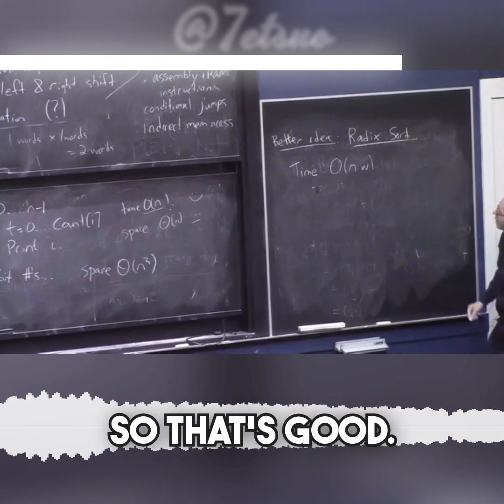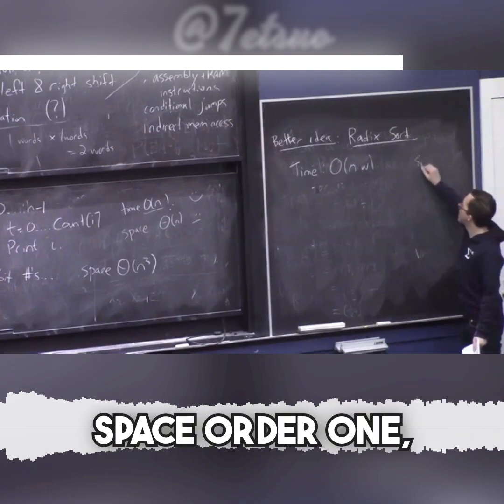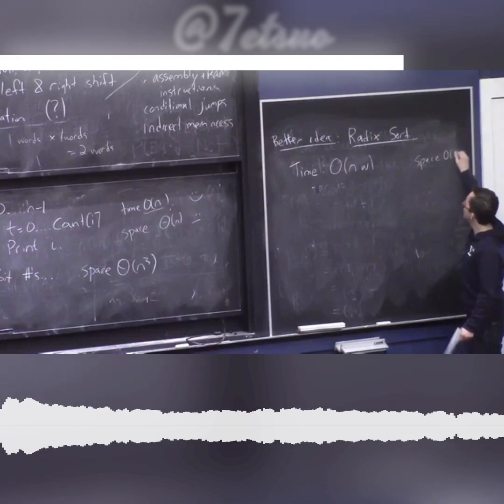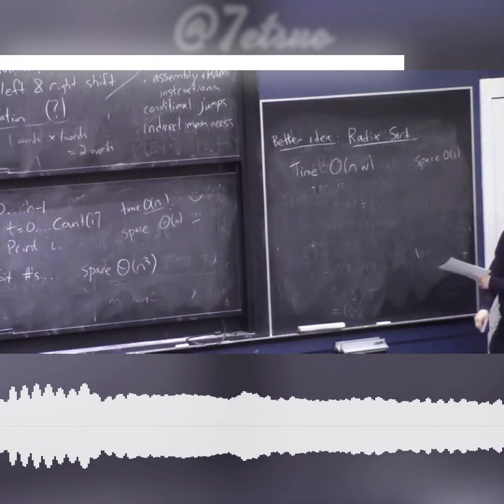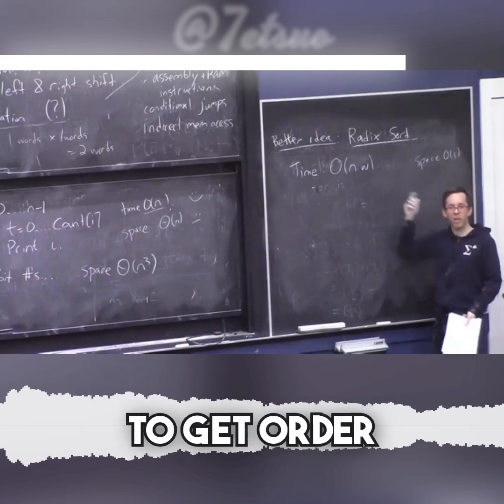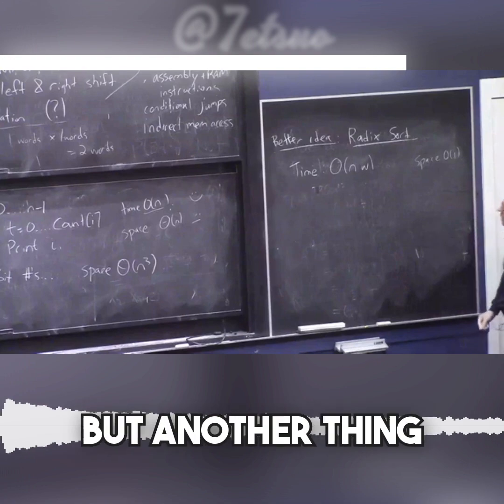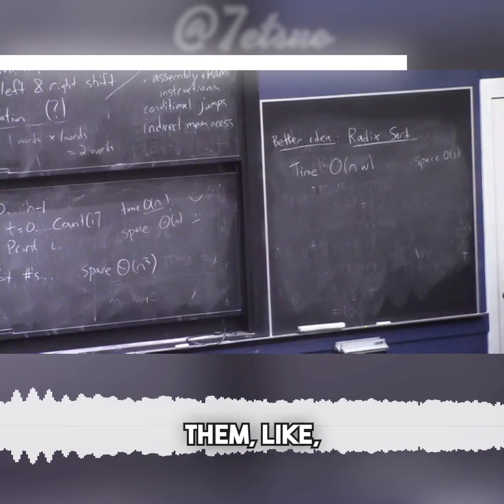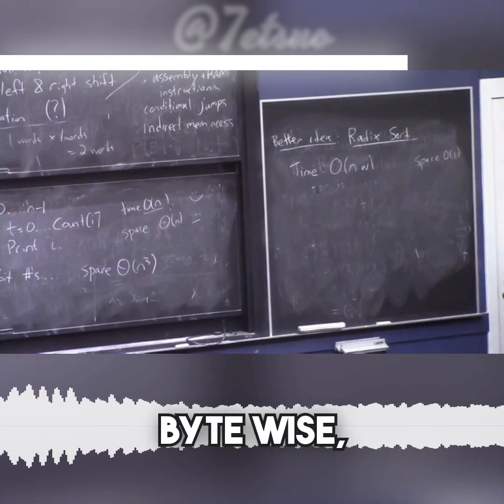So that's good. Yeah, this requires space order 1, I suppose. But if w is log n, this is like n log n. That's fine, but we're trying to get order n here. But another thing you can do is actually, instead of sorting them bitwise, you can sort them bytewise.